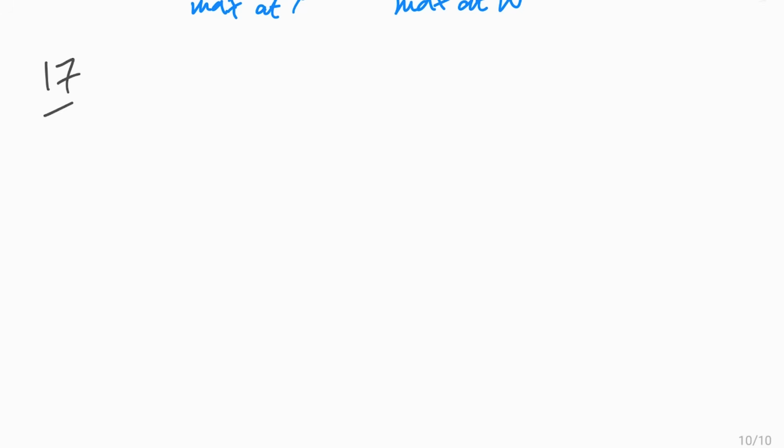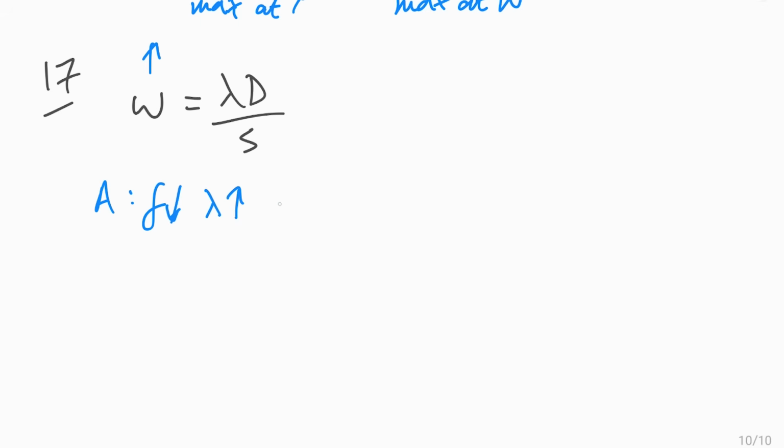Resulting fringe pattern is observed. Separation of fringes. Okay, so we're going to need the equation. W equals lambda D over S. Okay, we want W to go up. So therefore A, using monochromatic light of lower frequency. So if f goes down, that means that wavelength goes up. So therefore, yes, that is correct. So it looks like our answer is A again.